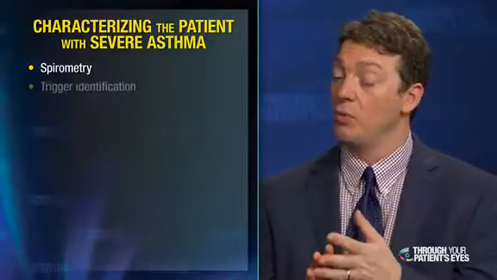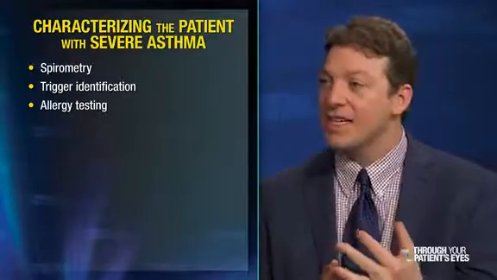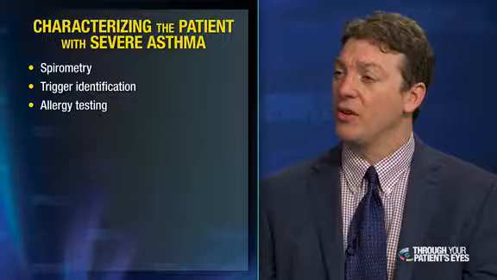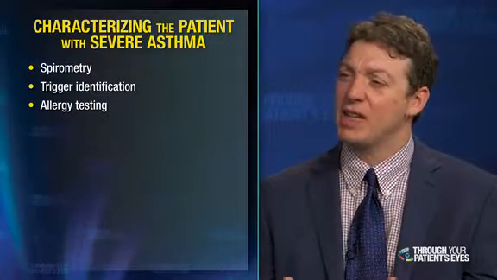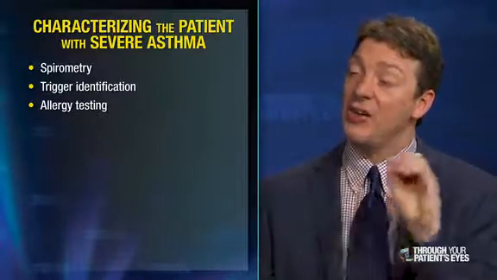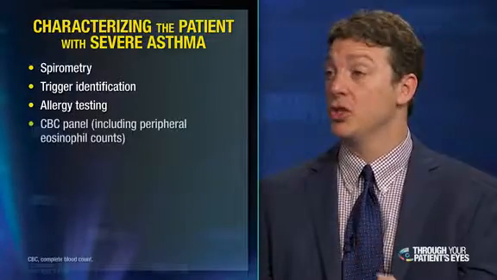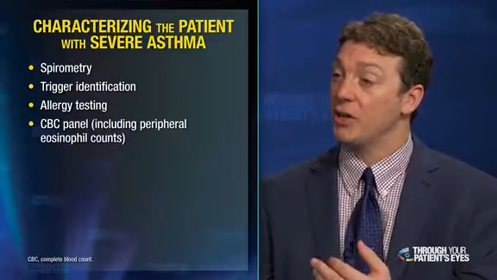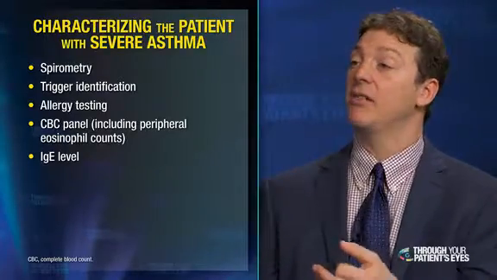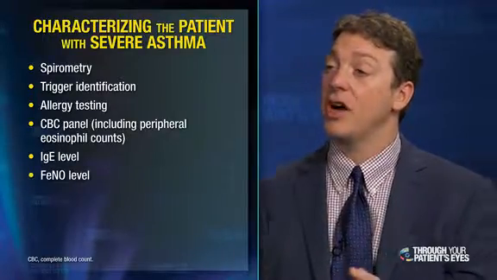First of all, what are the triggers? Have we done allergy testing or RAST testing to try to get a sense of whether or not the patient is allergic to specific features that can be exacerbating her asthma? And then we want to get a sense of what the underlying endotype is. What's the mechanism of her severe asthma? So, have we checked a CBC with differential to look at eosinophils? Have we checked an IgE to get a sense of whether or not this is allergy-mediated asthma? Have we checked a nitric oxide level?